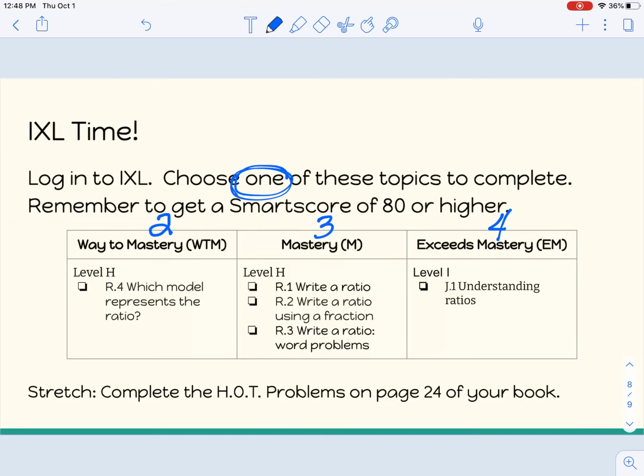So I want you to choose one of these IXLs to complete. If you choose mastery, you don't need to do all 3 of those. You just need to choose one for homework. If you want some stretch problems, something that's going to stretch your brain a little bit, advance you, you're going to try the HOT problems on page 24 of your book. So if you're choosing stretch, that would be in addition to trying the exceeding mastery or the mastery. And if you do those, snap me a picture and show me how you did. All right, let me know if you have any questions.